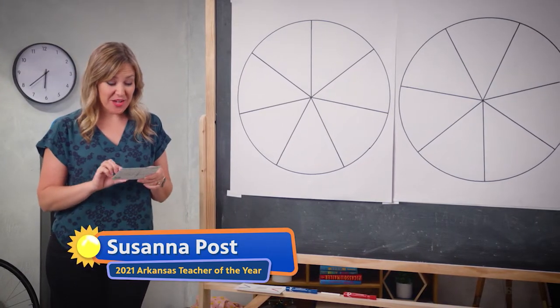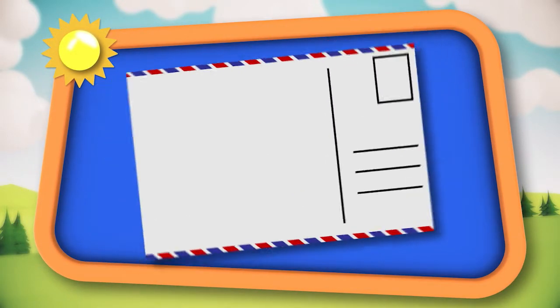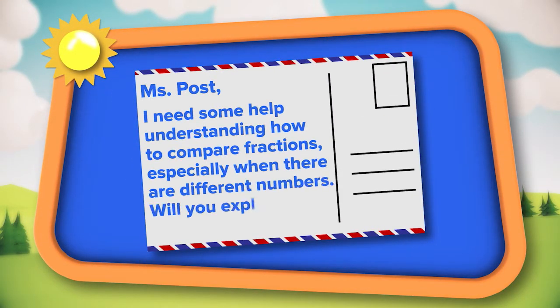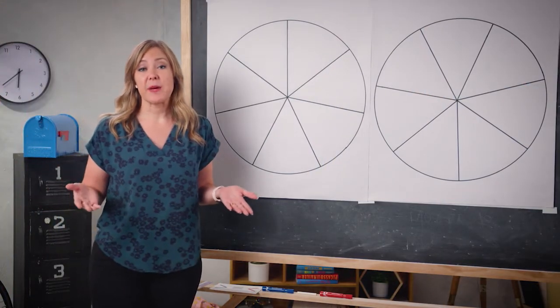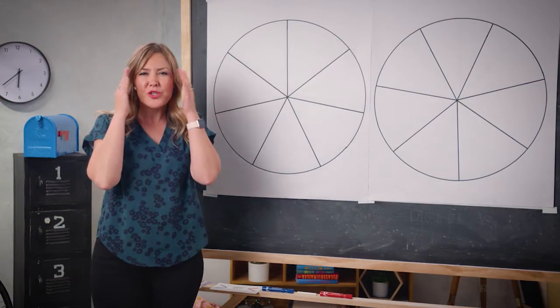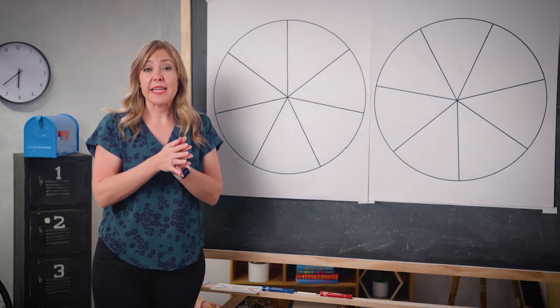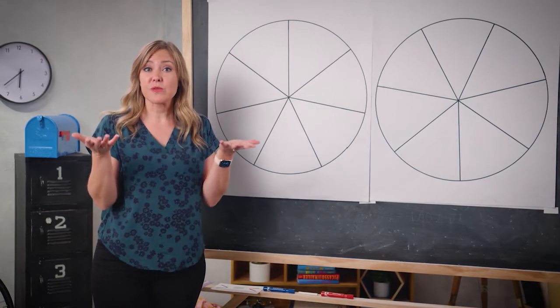Well, I just found a postcard for Miss Post, so let's see what it says. Miss Post, I need some help understanding how to compare fractions, especially when there are different numbers. Will you please explain this to me? Great question. I think one of the easiest ways to compare fractions is by using area models. They help you picture what the fractions represent by letting you compare the shaded areas in the two circles.